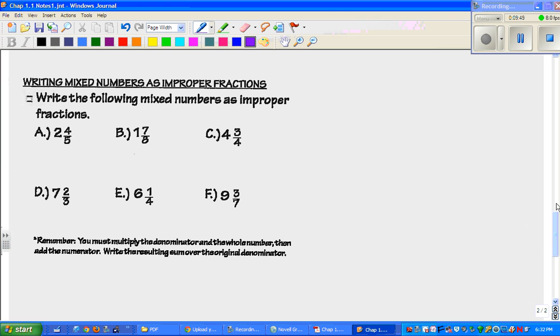Okay. Now, the last thing we're going to cover today is writing mixed numbers as improper fractions. Our directions right here at the very bottom say, remember, multiply the denominator and the whole number, then add the numerator. Rewrite the result sum over the original denominator. Now you guys might be thinking, what are they talking about? So in class we talked about the checkmark method. And that's when we start down and go up.